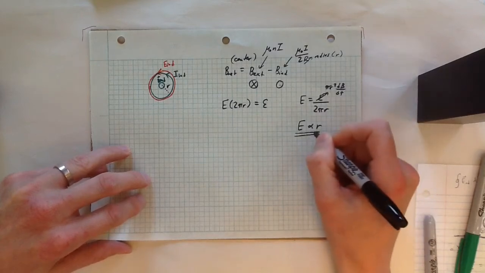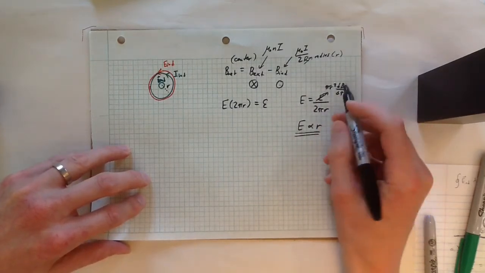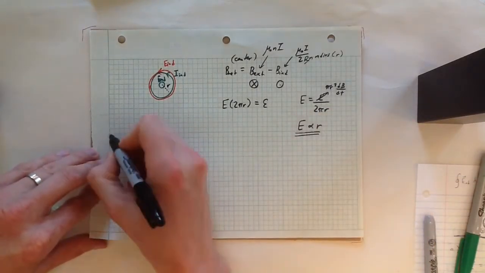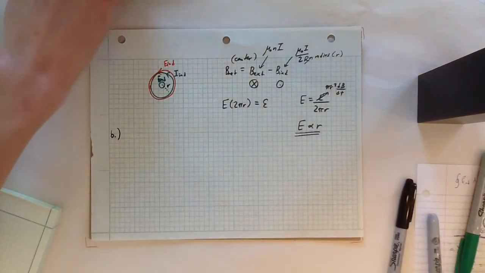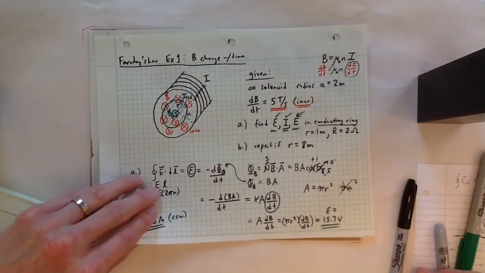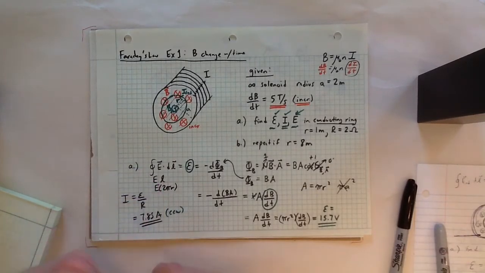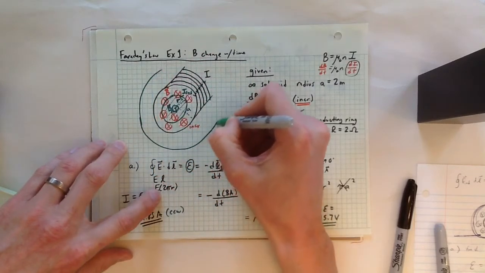Again, I have reserved calculating this value exactly, but you can just plug in here and do that. I don't want to spoil all your homework. So let's move on to part B. Part B looks a little funny because now our conducting ring is outside. So it's out here, outside the solenoid.